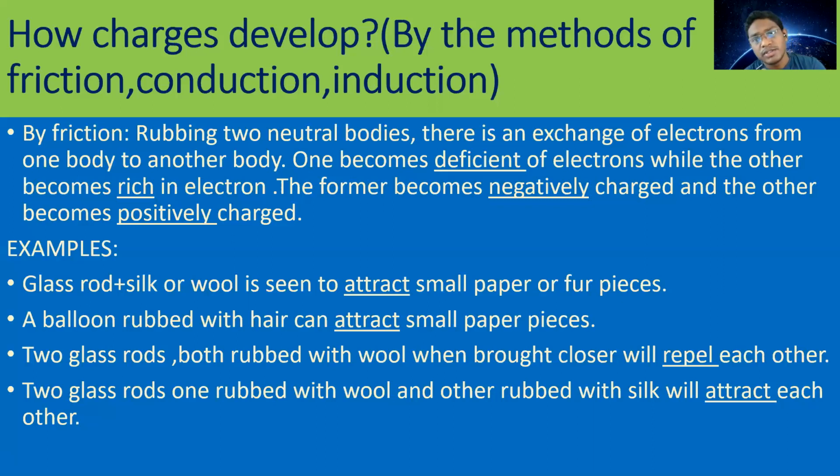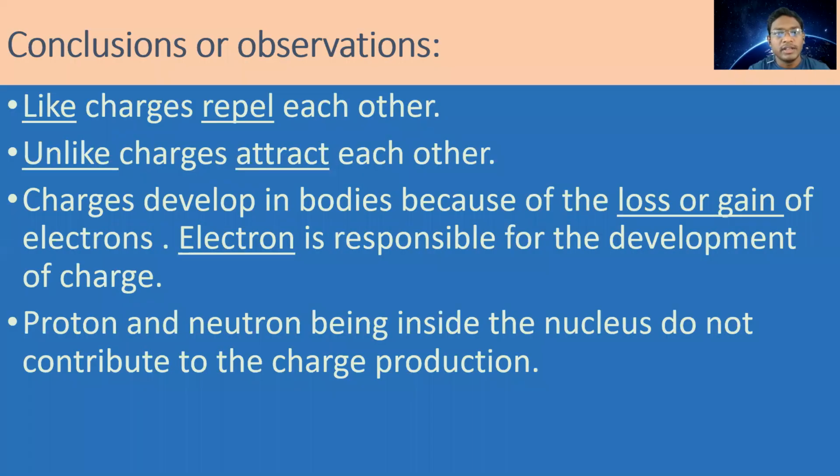Now take two glass rods or plastic rods, whatever. Suppose one you rub with wool, another you rub with silk, and if the rods are brought together, then they will attract each other. Why did it happen? Because now they have different charges. So here we have some observations or conclusions: if we have similar charges, like charges, they will repel each other. If we have unlike charges, they will attract each other.